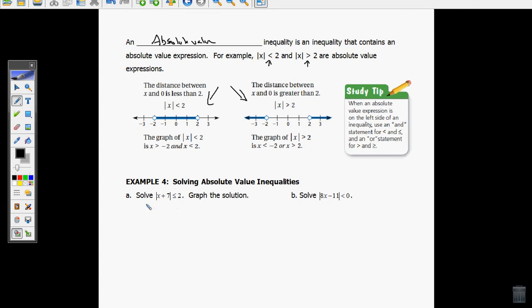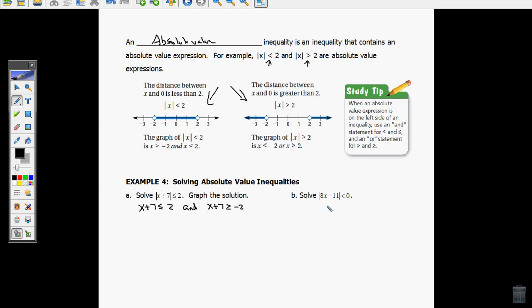And one of the situations is x plus 7 is less than or equal to 2. And the other situation is that x plus 7 is less than or equal to negative 2. All right, so we have one situation where it's exactly what's written, and then we have another situation where I flip the sign and I've made the solution negative.